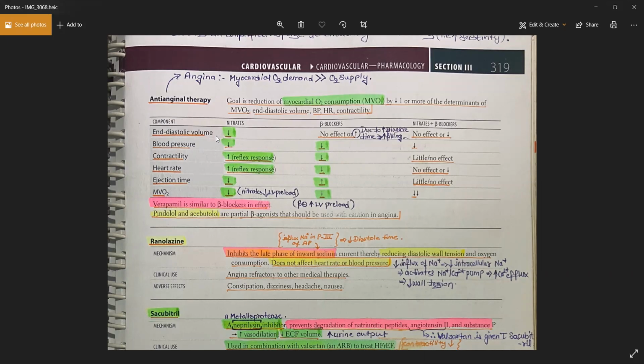First, let's talk about what changes can happen with the nitrates. We have discussed that already. End diastolic volume would be decreased. BP, of course, decreased because of loss of preload and a slight loss of afterload also. Contractility, because of a sympathetic response, will be increased. Heart rate would be increased. Ejection time would be decreased. Why is ejection time decreasing?